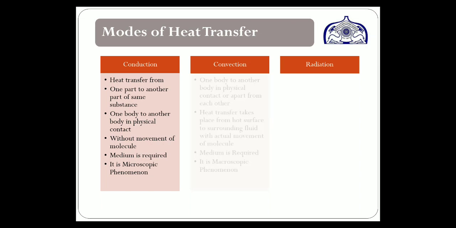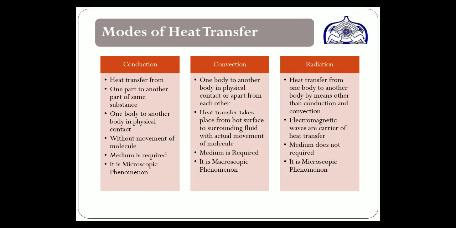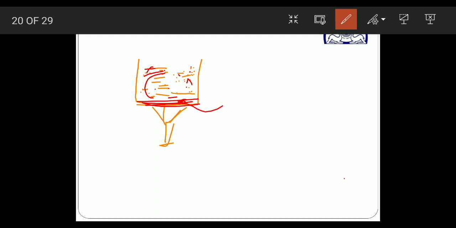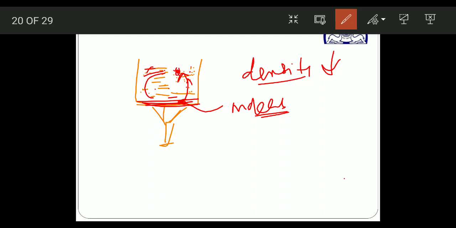Now let us study the next mode, that is convection. What happens in convection? Let us discuss this in detail. Let us consider a vessel containing water. If you heat this vessel from the bottom, what will happen? The base will get heated first, and the water in contact with that hot surface gets heated. The molecules present at the bottom get heated first, and due to the heat gain, their density will decrease, so they will try to move in the upward direction. The molecules present at the top, having higher density, will move in the downward direction.